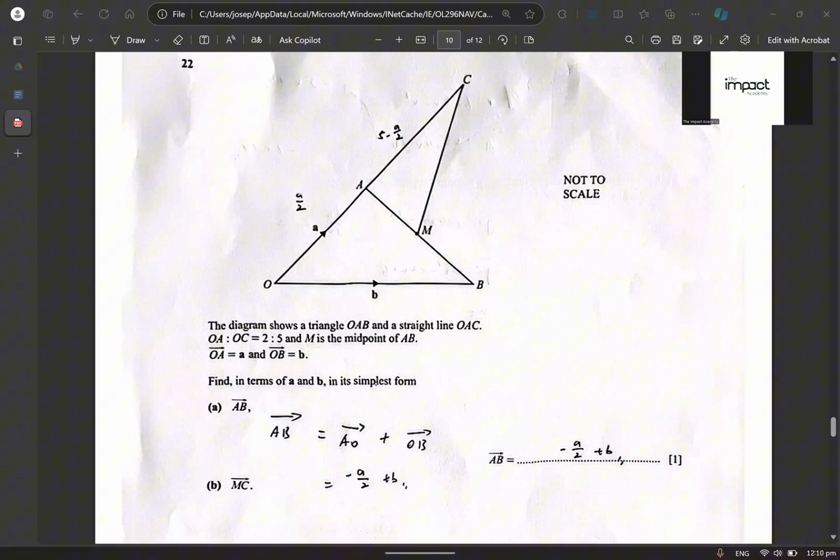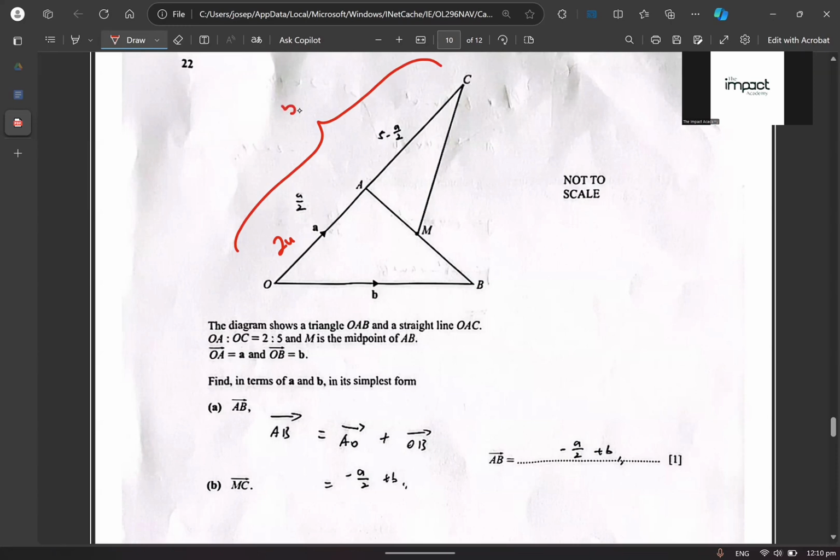What does that mean to you? It is basically telling you that OA is 2 units, right? Then what's OC? OC, the entire thing, is 5 units, correct or not? So that means this is how many units? This is 3 units. Agree or disagree? Once again, this is under vectors. Agree or disagree? M is the midpoint.